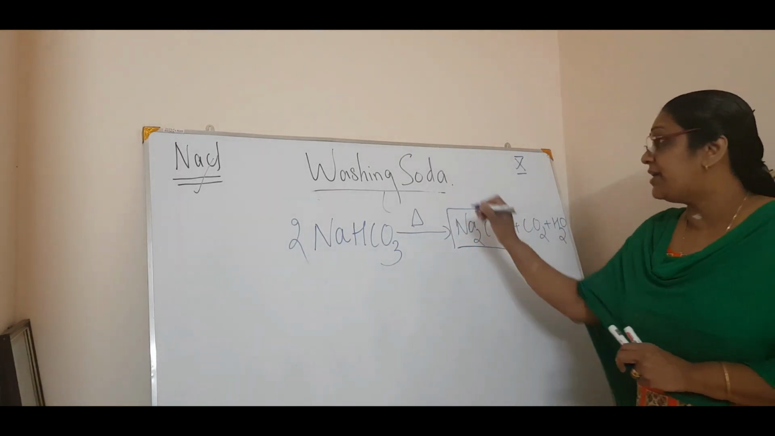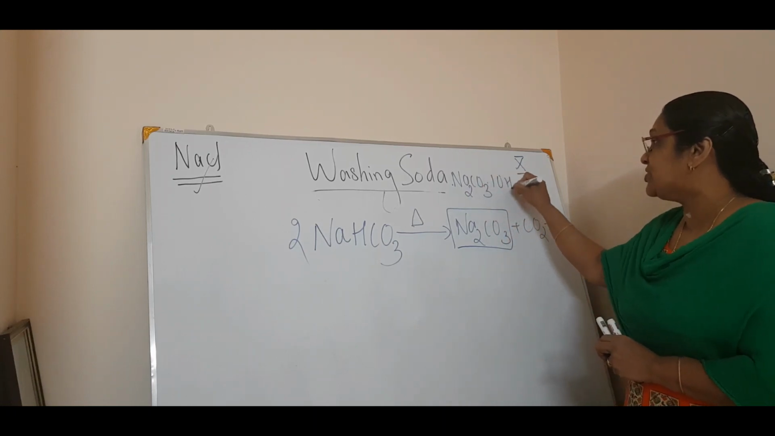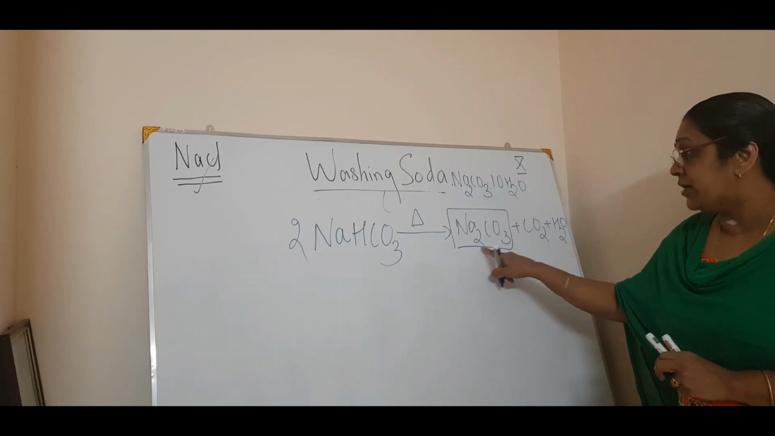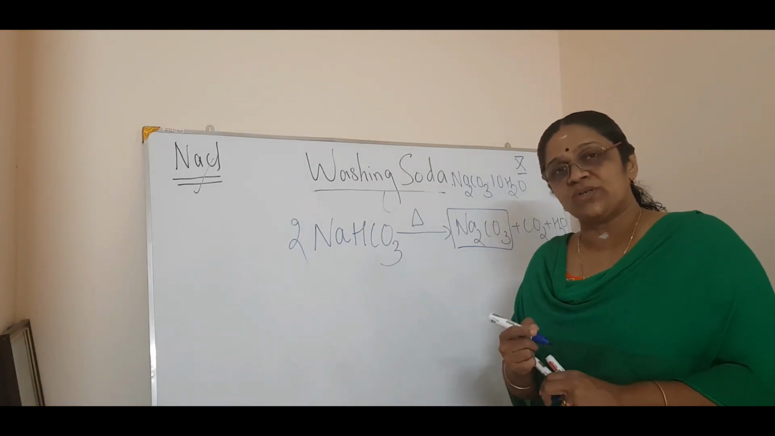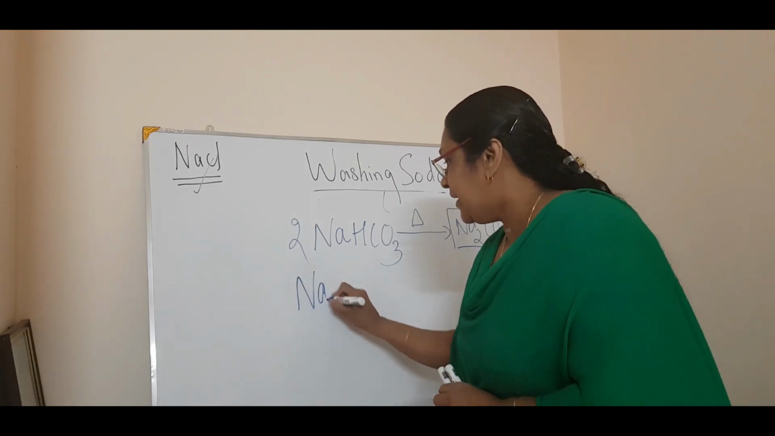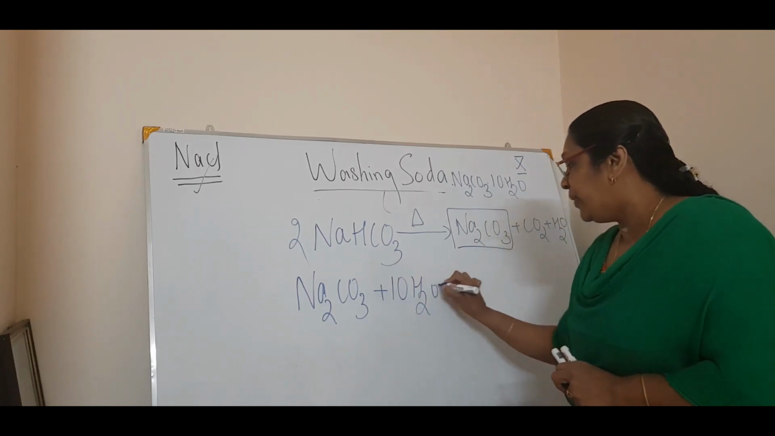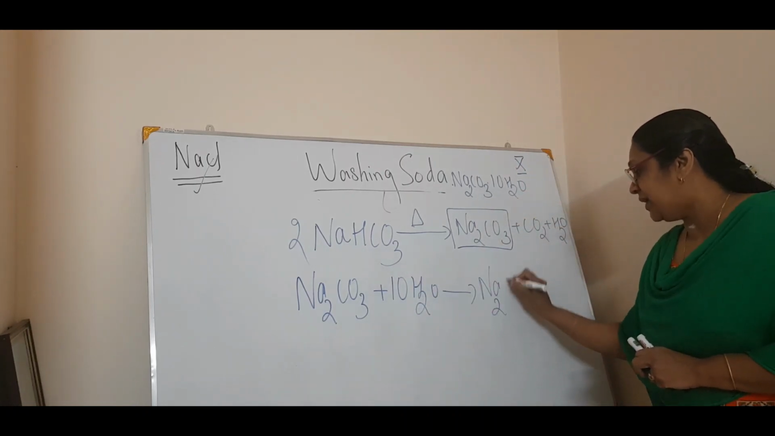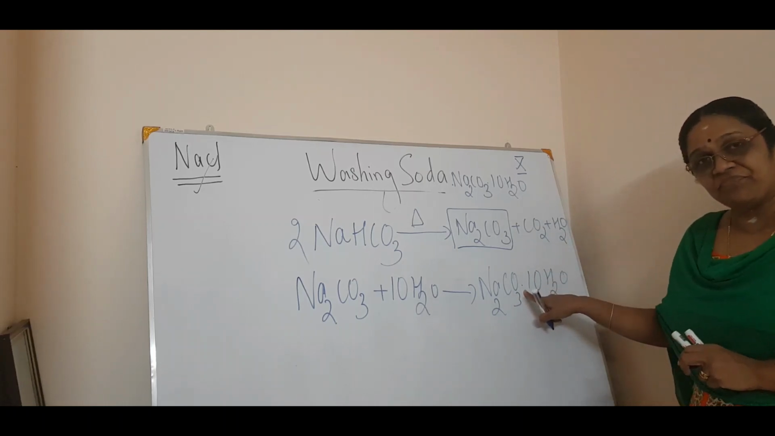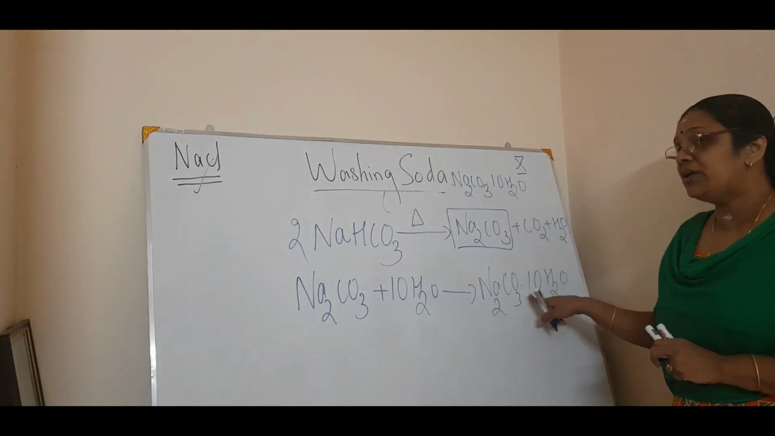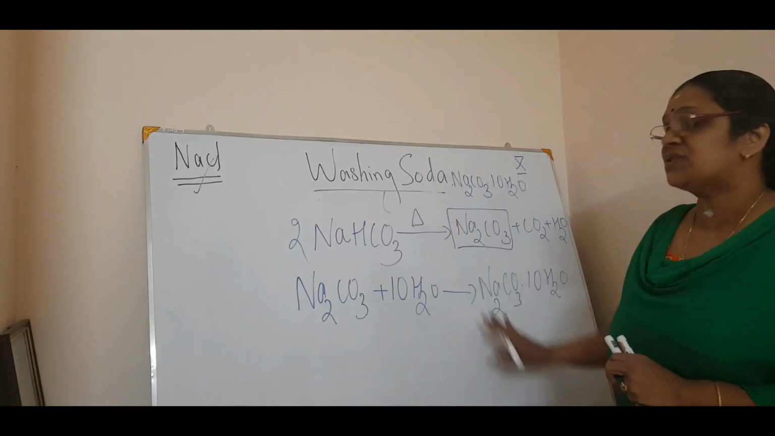But the formula for washing soda is Na2CO3.10H2O. Now you already have Na2CO3. What you have to do is add 10 molecules of water. So the next step is Na2CO3 plus 10 molecules of water will give you Na2CO3 dot 10H2O. You have to put that dot clearly. That is Na2CO3 dot 10H2O. Correct? Okay, so this is washing soda.